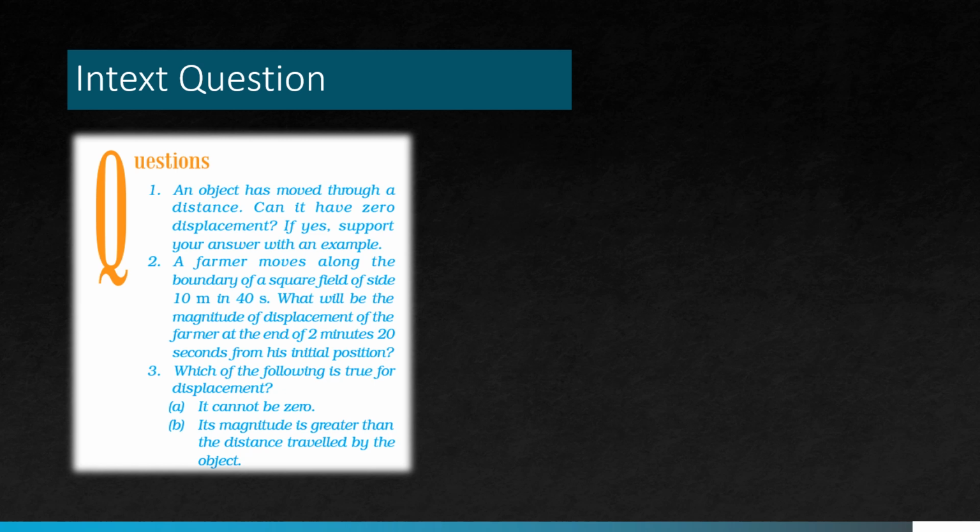Okay, now we'll take some in-text questions provided in the book. The first question is, an object has moved through a distance. Can it have zero displacement? If yes, support your answer with an example. So we have studied this scenario. We know that displacement can be zero if the initial and the final position coincide.